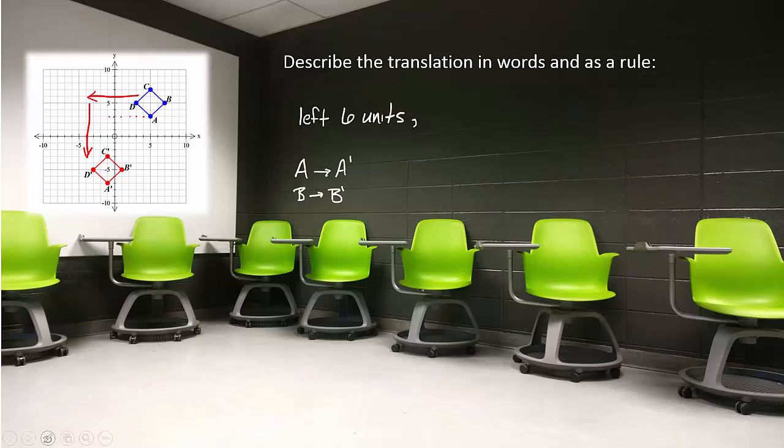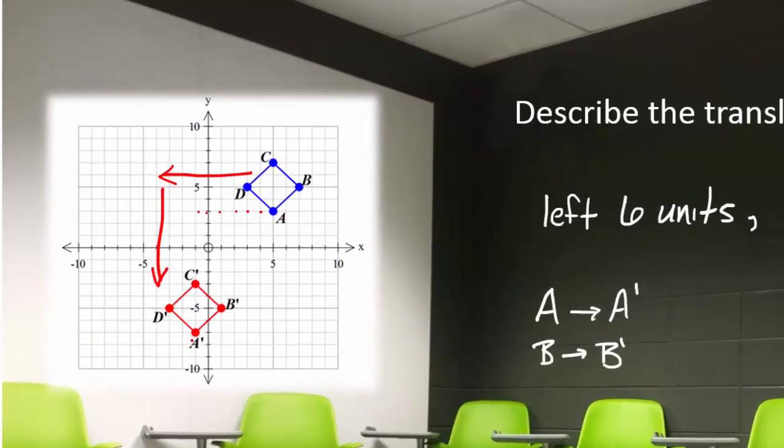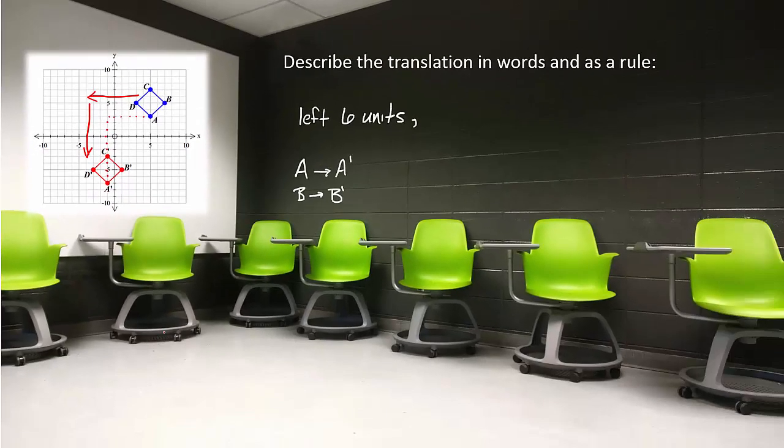And now I got to figure out my vertical movement. And I went down, and remember, you go all the way to A prime. And I went down 1, 2, 3, 4, 5, 6, 7, 8, 9, 10. So we would say we went down 10 units. You describe your horizontal movement first. We went left 6 units. And then your vertical, we went down 10 units. So this is described in words.